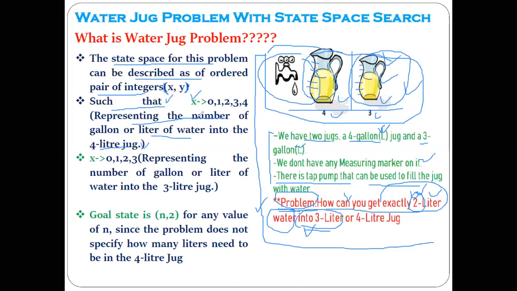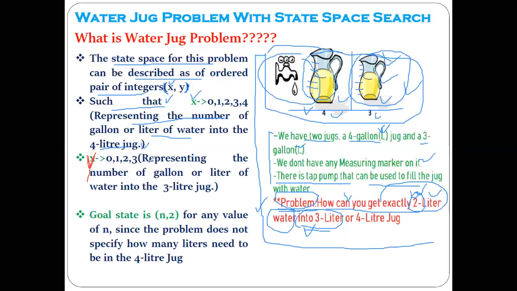How many liters of water can you fill into the 4 liter jug? That is the simple meaning of X. X represents the 4 liter jug. In simple terms, yes or no? Yes. And Y, okay, here by mistake we should have the Y here. Okay, Y. Understand this.